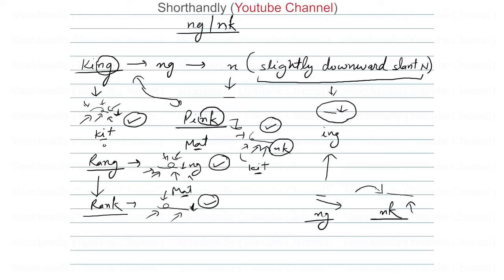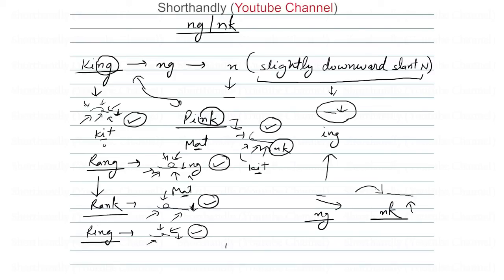Let's take another word, a word called ring this time. We can make the word ring like this. This is our R, then a small circle to represent our E vowel. Then we have this short stroke, which is a slightly downward slant N because it's going down, to represent our ing sound. So this is our word ring.